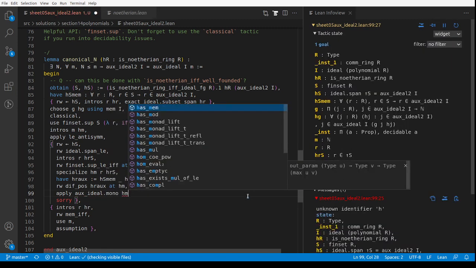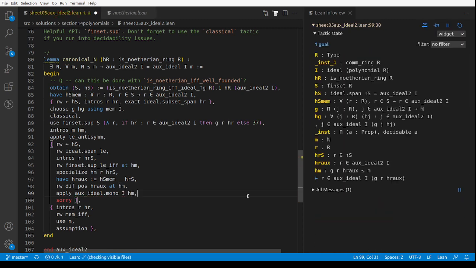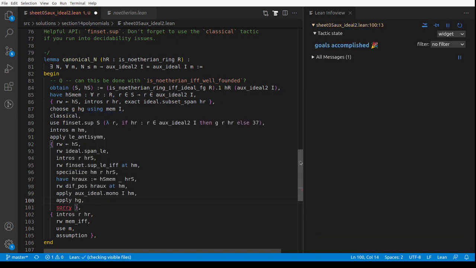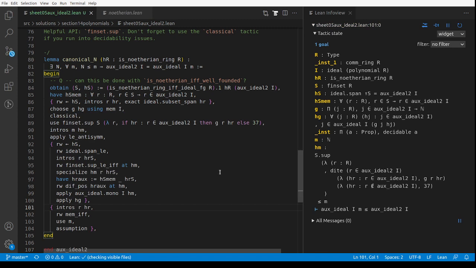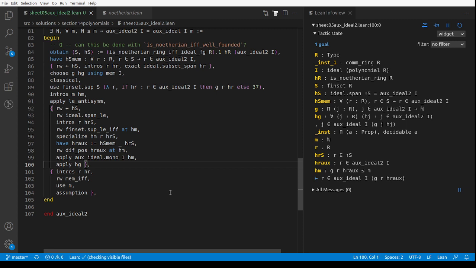What was it called? HM. Didn't work. It wants to know the ideal. How about that? That's worked. And now, why is that going to be true? That's going to be true because of HG now. Apply HG. Oh, bingo. And it was all over rather quicker than I expected. And that seems to be the end of that proof.